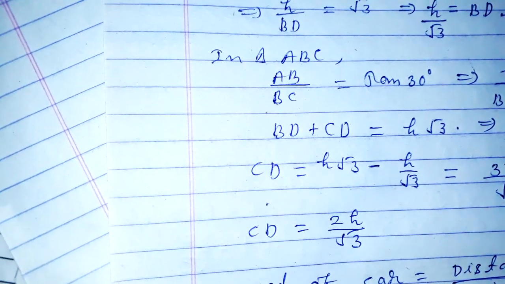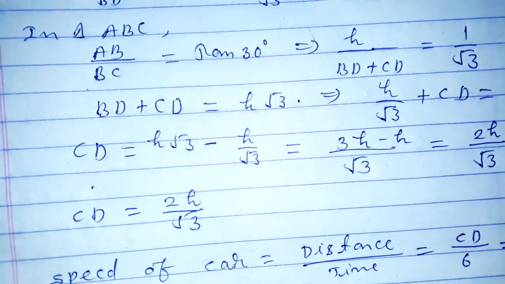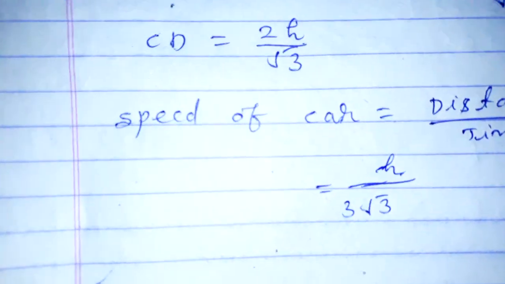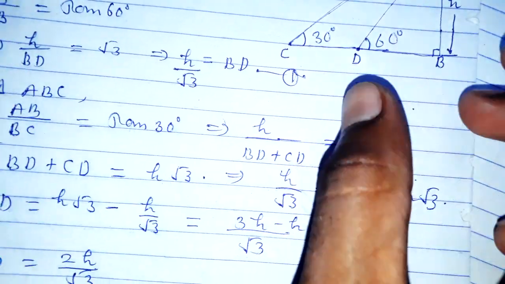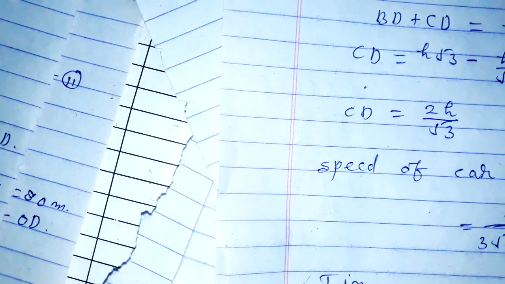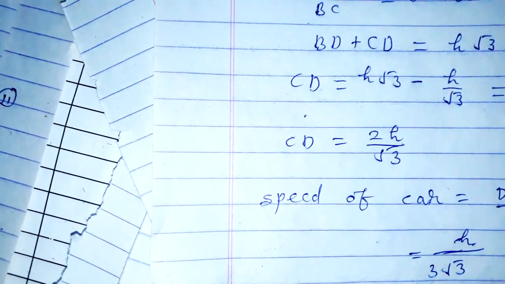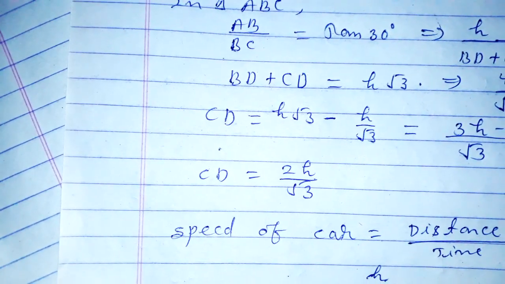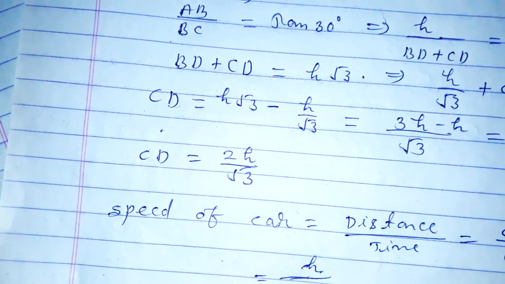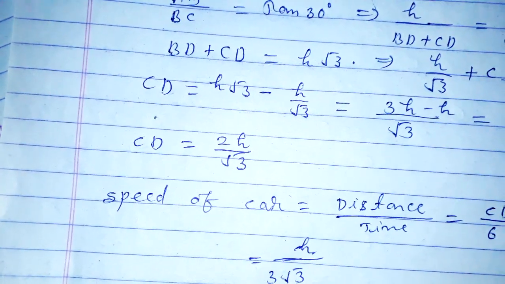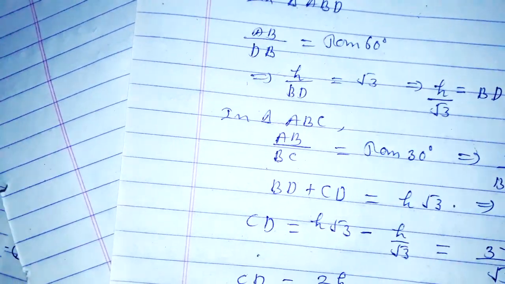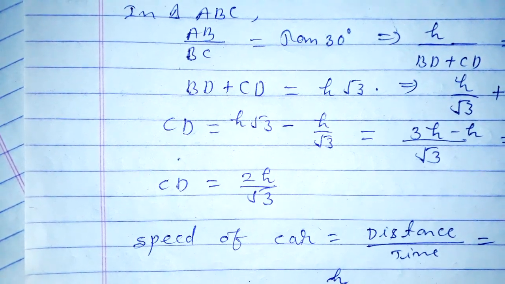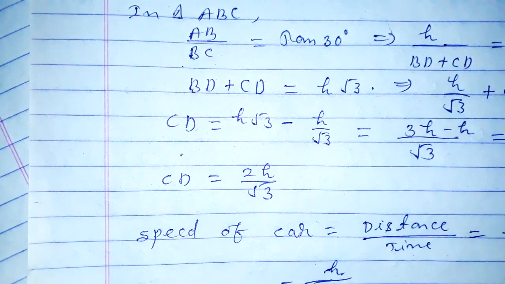So speed is equal to 2H upon root 3 into 6, so this is H upon 3 root 3. This is the speed. Now find the time to travel the distance BD. So time is equal to distance upon speed. Put the value of distance as BD and speed as H upon 3 root 3.